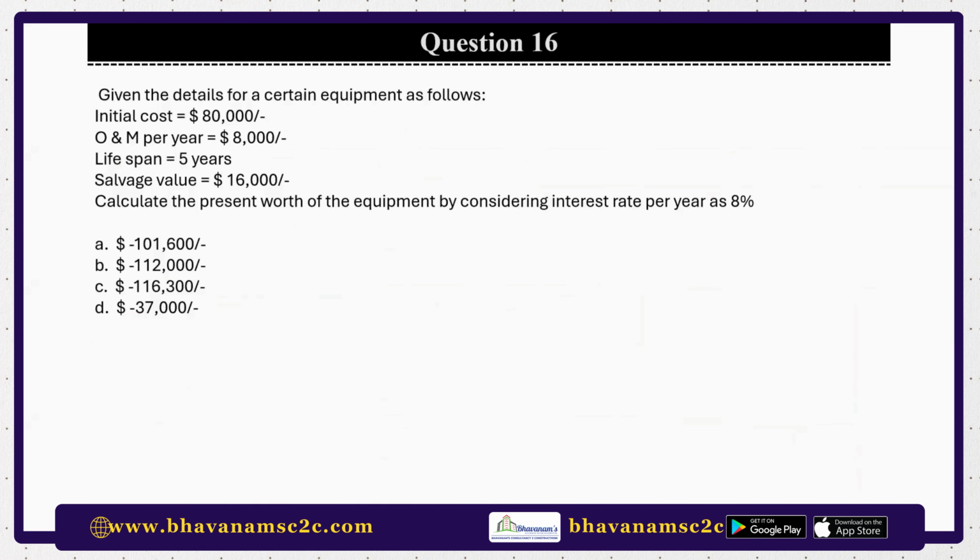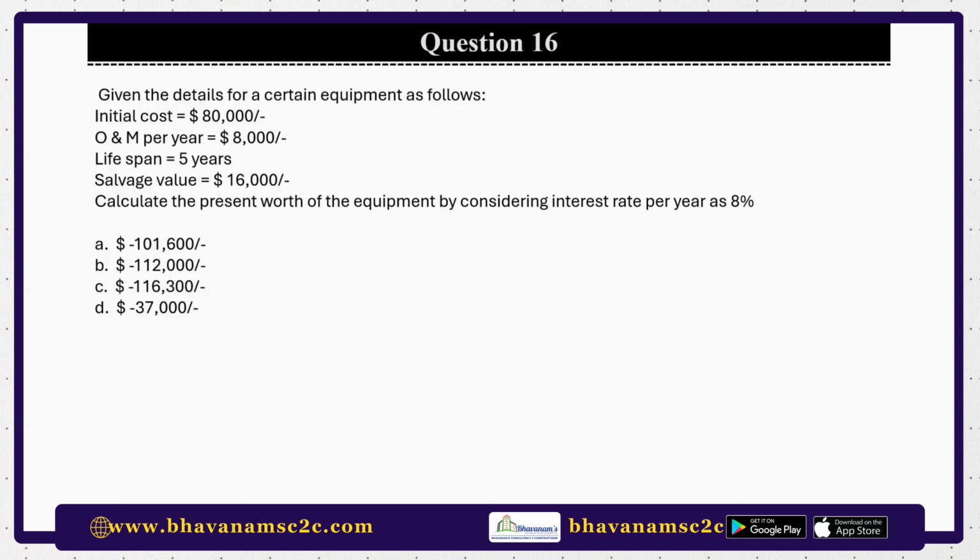Okay, here comes the question. Given the details for a certain equipment as follows. What are the given details? The initial cost of the equipment is 80,000. Operation and maintenance per year is 8,000. The lifespan for that particular equipment is 5 years. The salvage value is 16,000. Calculate the present worth of the equipment by considering the interest rate per year as 8%.